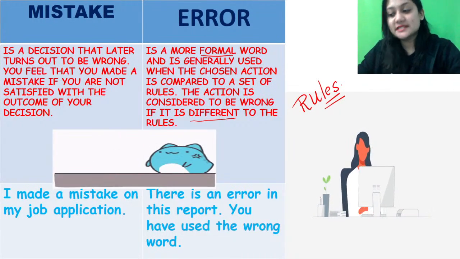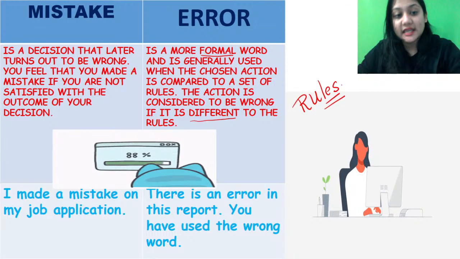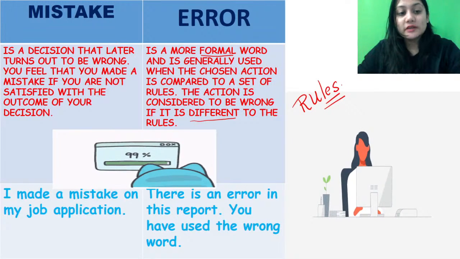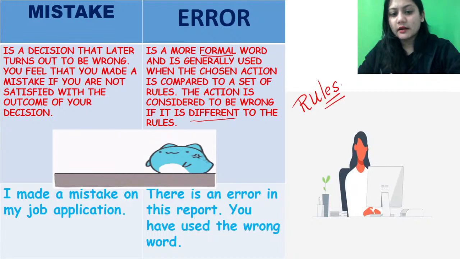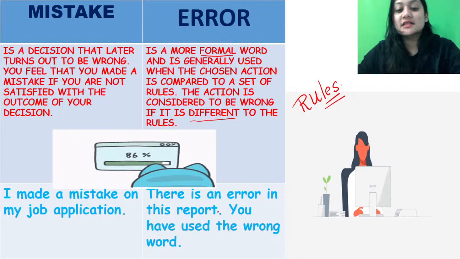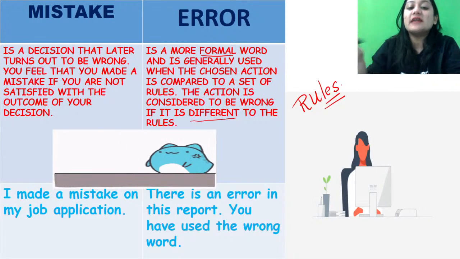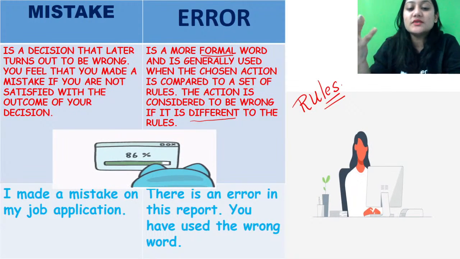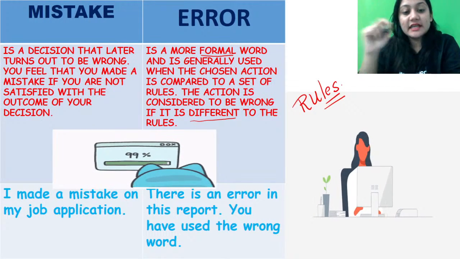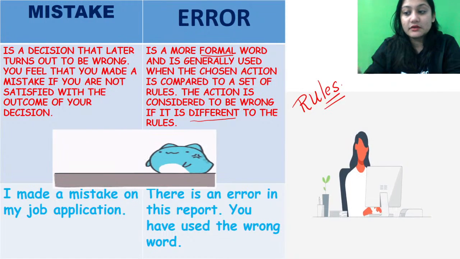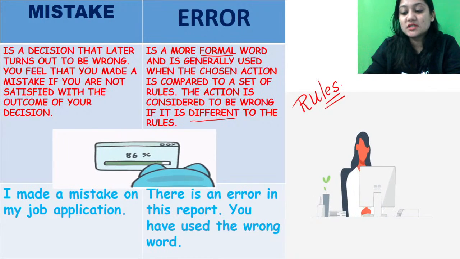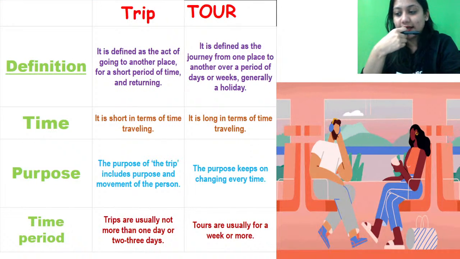Example, I made a mistake on my job application. Right? I made a mistake. मुझसे एक blunder हो गया, मुझसे एक mistake हो गई. Right? So that is you have done something wrong there. There is an error in this report. You have used the wrong word. अगर आपने wrong data use कर लिया या एक wrong word use कर लिया, so वो आपका mistake नहीं है, that is your error. Right? So that is the difference between these two terms, error and mistake.